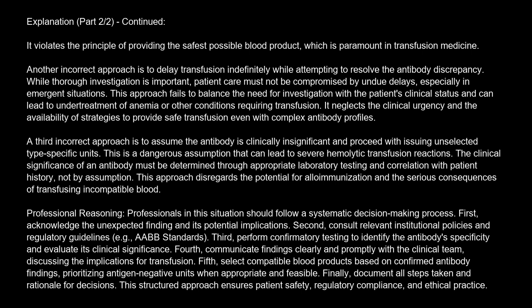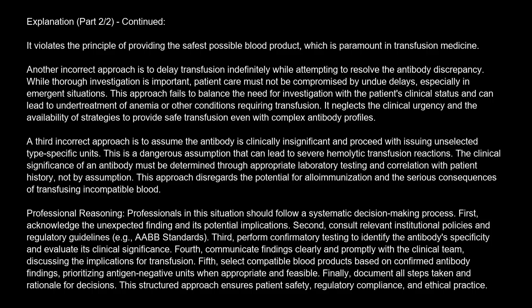A third incorrect approach is to assume the antibody is clinically insignificant and proceed with issuing unselected type-specific units. This is a dangerous assumption that can lead to severe hemolytic transfusion reactions. The clinical significance of an antibody must be determined through appropriate laboratory testing and correlation with patient history, not by assumption. This approach disregards the potential for alloimmunization and the serious consequences of transfusing incompatible blood.